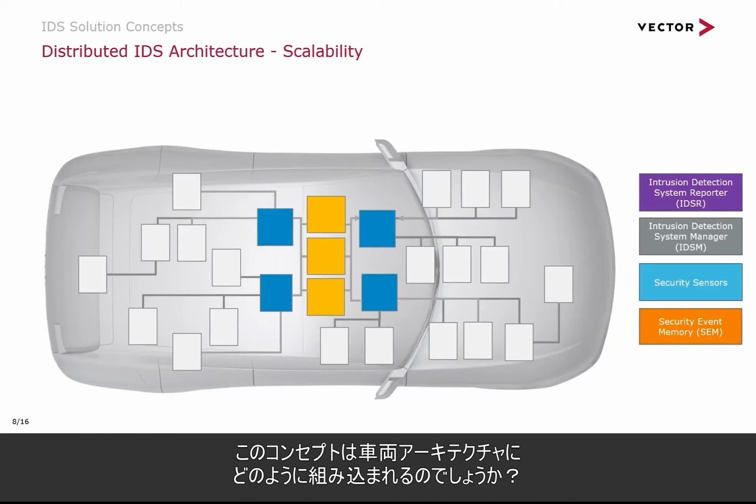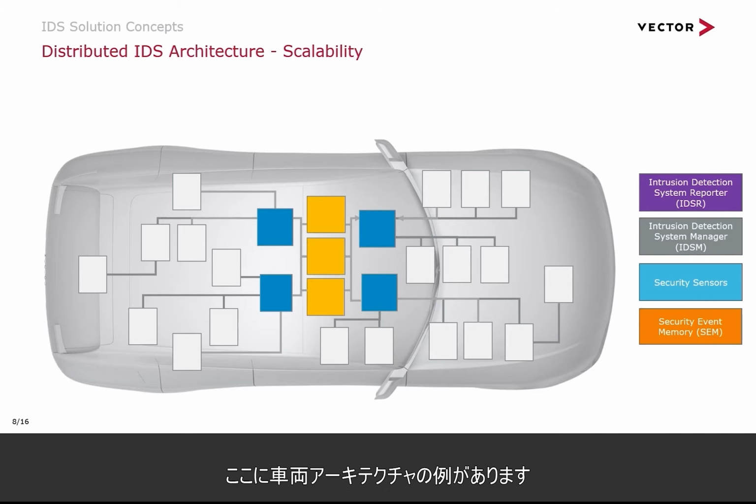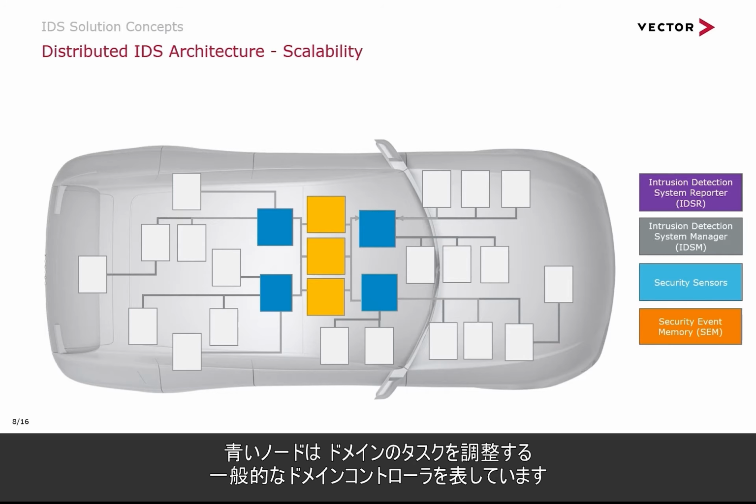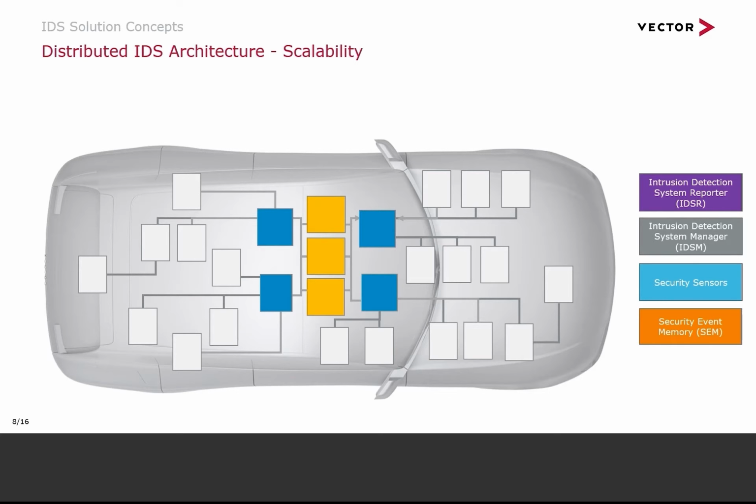So how is this concept actually deployed in a vehicle architecture? Here you see an example vehicle architecture where these yellow nodes represent high power ECUs, which do important central processing tasks. The blue nodes represent typical domain controllers, which coordinate the tasks of the domain. And the white nodes represent standard ECUs, which take specific tasks like, for example, engine control or internal lighting.